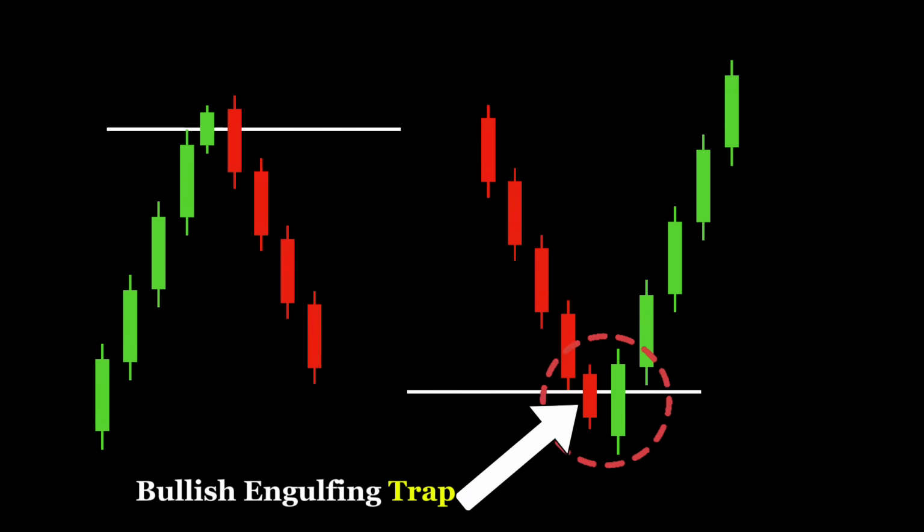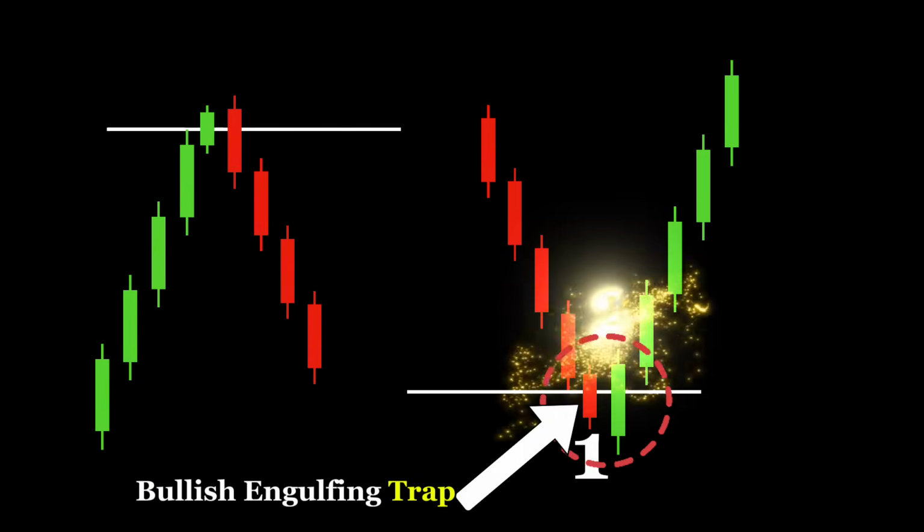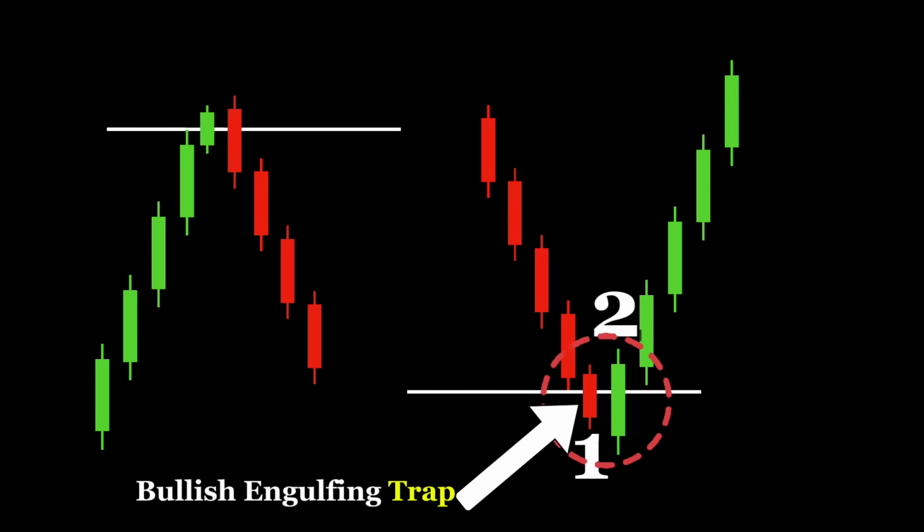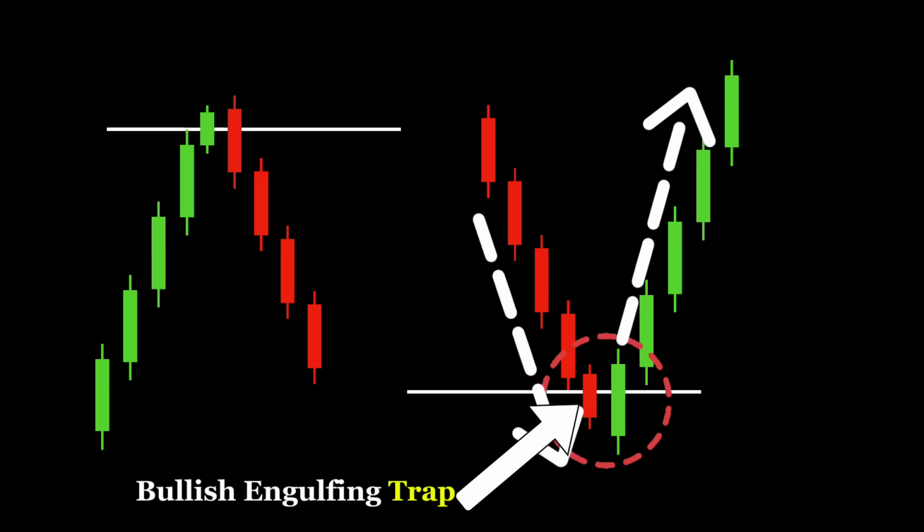This signal usually forms at the bottom of a strong bearish move, often after a stop hunt or a sweep below a demand zone. The first candle is bearish, showing strong selling pressure. Then suddenly, the next candle is a powerful bullish bar that completely engulfs the previous one. This isn't random, it's a trap. Smart money lures in sellers, sweeps liquidity, then reverses direction, catching those traders off guard. When you see a bullish engulfing trap at a key level with confluence, it's a signal that buyers are back in control and the market is ready to move higher.